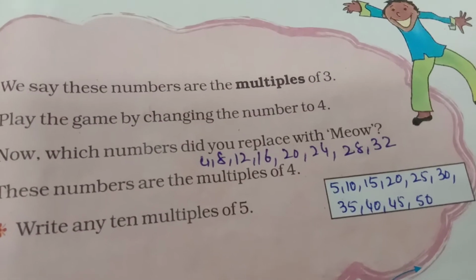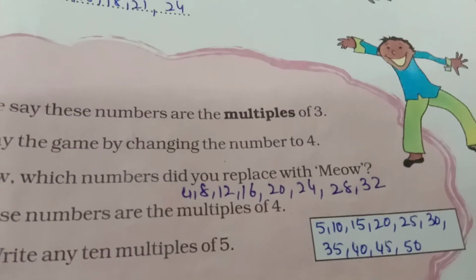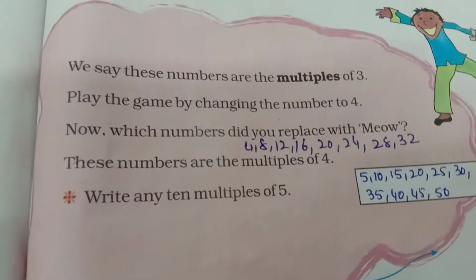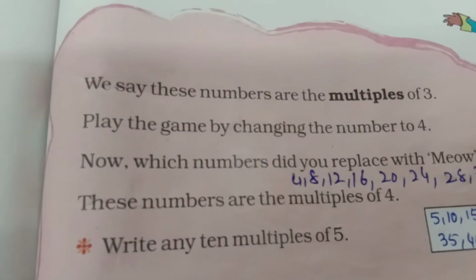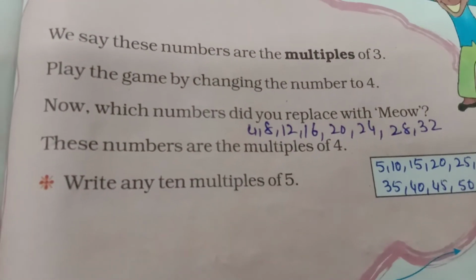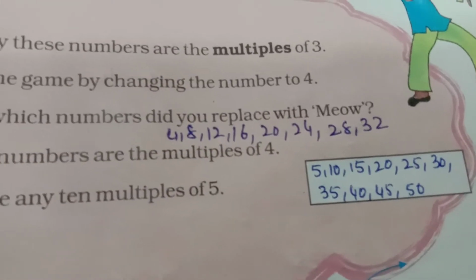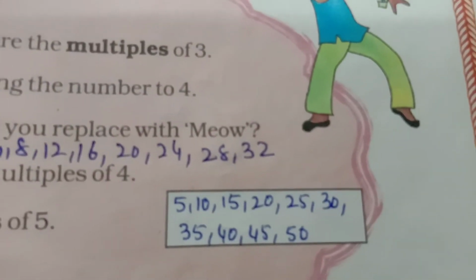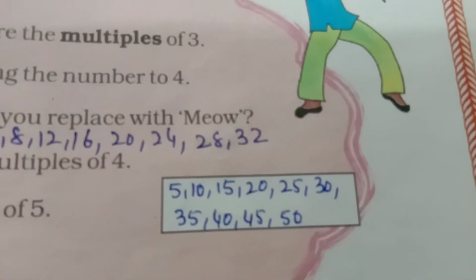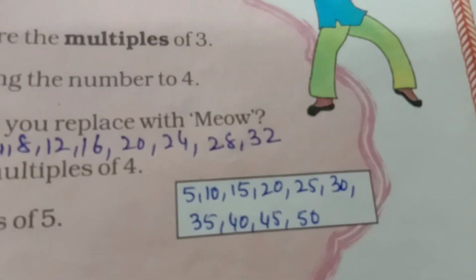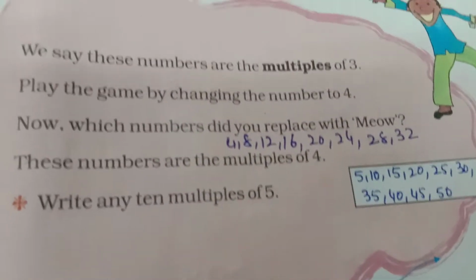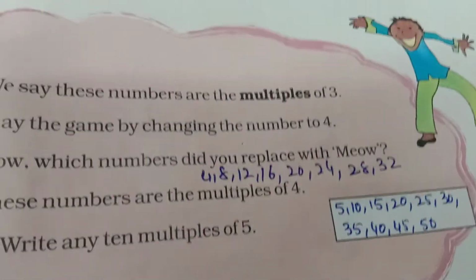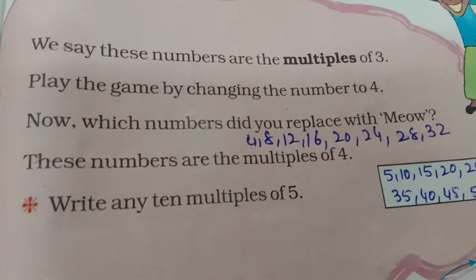Now which numbers did you replace with meow? 4, 8, 12, 16, 20, 24, 28, 32. These numbers are the multiples of 4. Now write any 10 multiples of 5. Here are the multiples of 5: 5, 10, 15, 20, 25, 30, 35, 40, 45, 50. Now children, we can play. Instead of 4, you can take number 5 or number 6 or number 2 and continue the game.